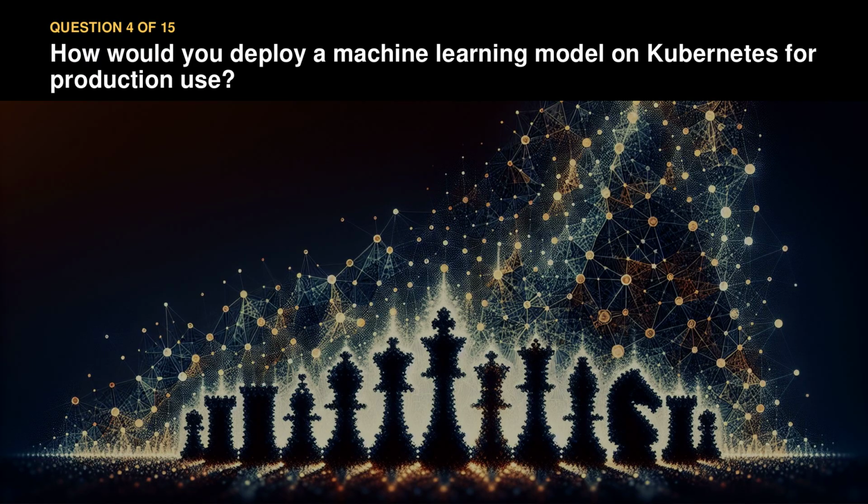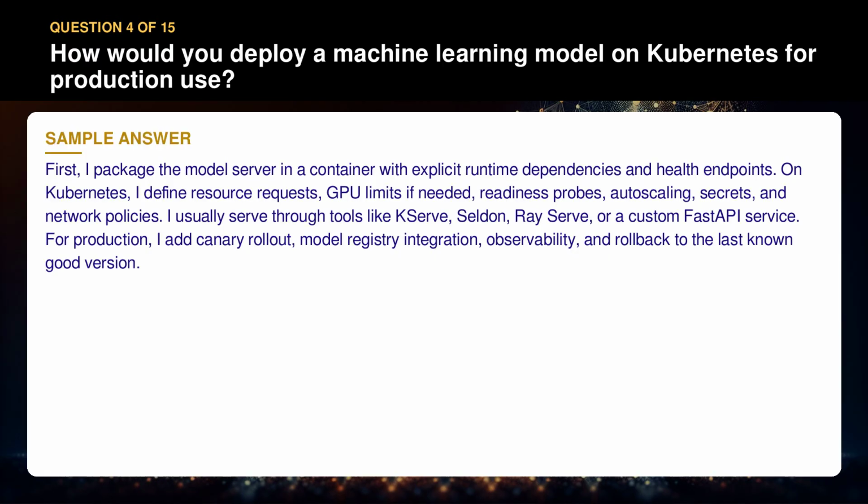Question 4. How would you deploy a machine learning model on Kubernetes for production use? First, I package the model server in a container with explicit runtime dependencies and health endpoints. On Kubernetes, I define resource requests, GPU limits if needed, readiness probes, autoscaling, secrets, and network policies. I usually serve through tools like KServe, Seldon, Ray Serve, or a custom FastAPI service. For production, I add canary rollout, model registry integration, observability, and rollback to the last known good version.